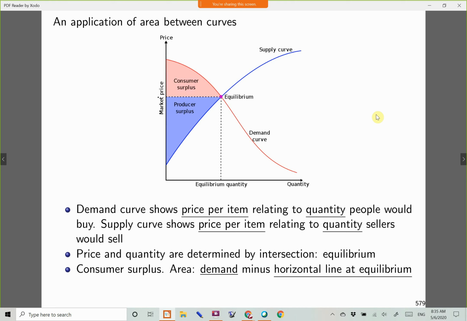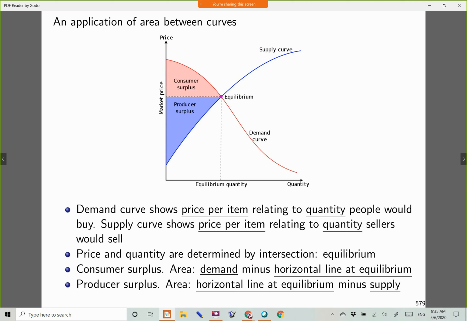And to find that, it's an area between curves. It's the upper curve minus the lower curve, which is actually just a horizontal line. So this consumer surplus is found as an area between curves. It's an integral from x, or quantity, equals 0 up to the equilibrium number, whatever that number is, found from algebra, and then the upper curve in red minus the lower curve, which is a horizontal line.